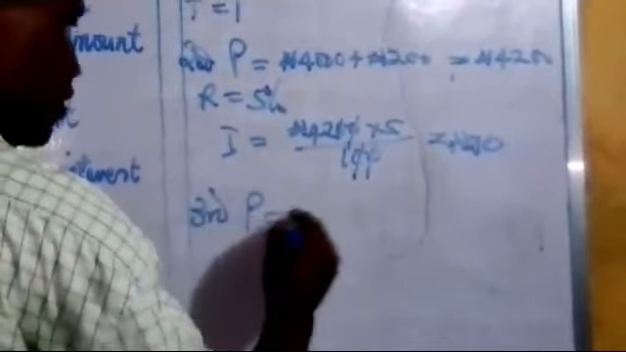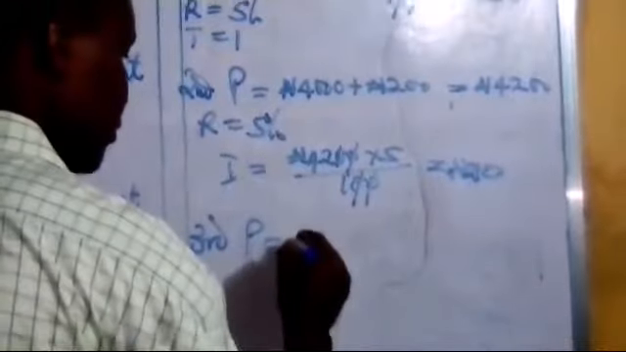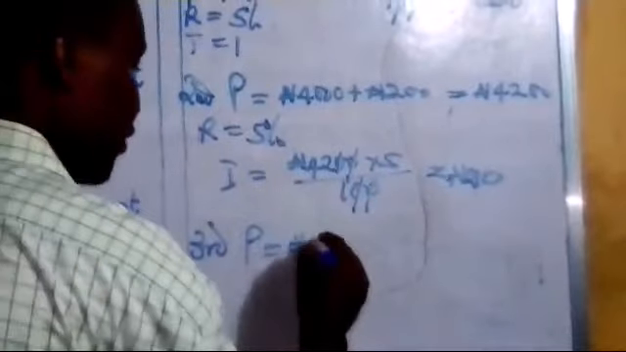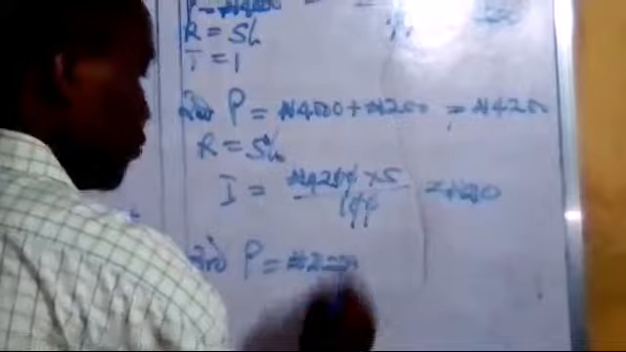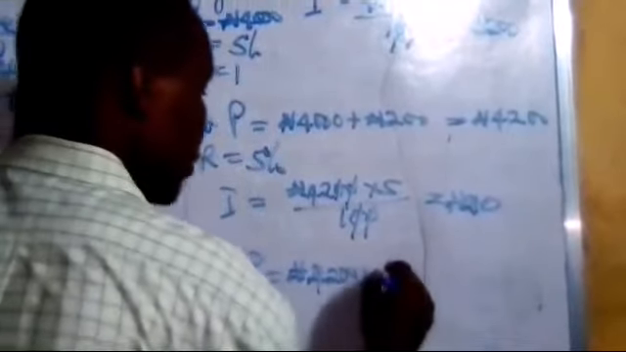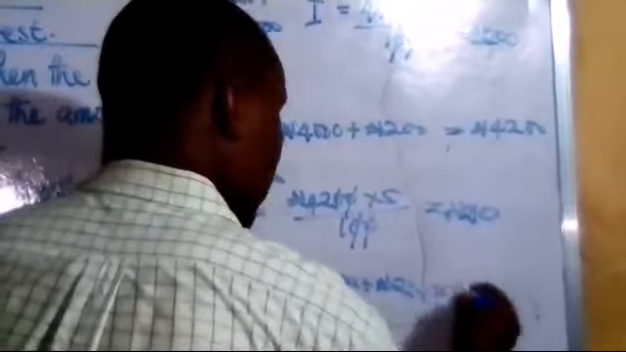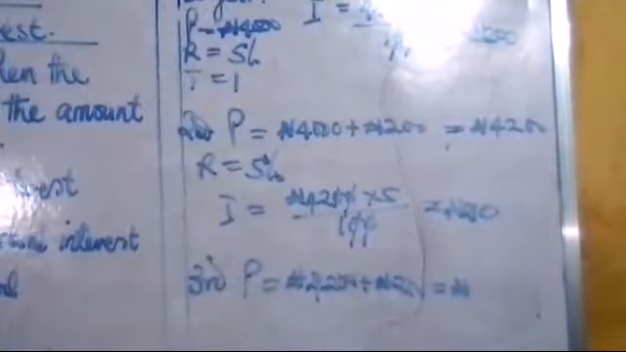He's not yet paying me back. He goes to the 3rd year. We look at the 3rd year. Now, the 3rd year, the new principal he'll be having will now be what? 4,200 plus 210 naira. And that will be giving us what?